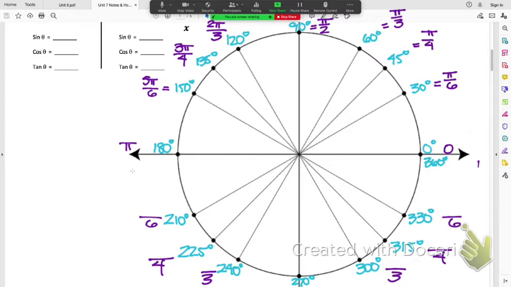In the third quadrant, it goes 7 pi over 6, 5 pi over 4, 4 pi over 3. This is a good reference to keep. 270 was 3 pi over 2. I didn't write that one down. And then the last quadrant, 300 was 5 pi over 3, 7 pi over 4, and 11 pi over 6. Ending at 360 was 2 pi.